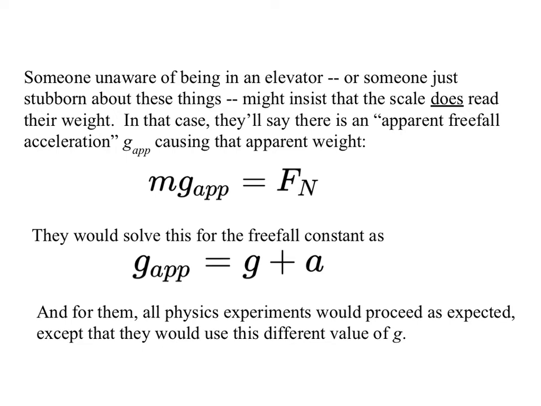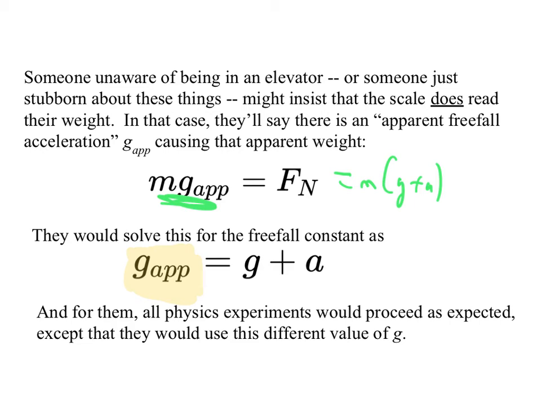Someone unaware of being in an elevator, or someone just stubborn about these things, might insist the scale does read their weight. In that case, they'll say there is an apparent freefall acceleration, g apparent, causing that apparent weight. In other words, they'll say the scale reads my weight, and my weight is mg, so therefore the scale must read mg. And then they'd say, well, if this is m times (g plus a), then they would solve this to get the apparent freefall constant as g plus the upward acceleration. And again, if the acceleration were downward instead, then we put a as a negative number.